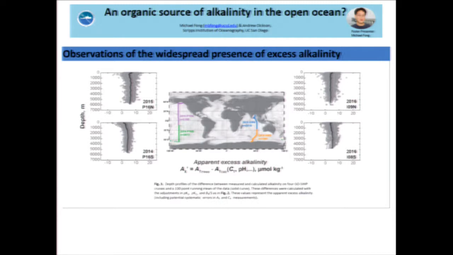And while this hypothesis is not new, it's been proposed that this is important, particularly in coastal waters. These results are novel in that we've considered the various sources of biases that go into calculating this difference term. And they also suggest that this potential organic source of alkalinity is widespread in the open ocean, and that it also has a vertical and geographic distribution.